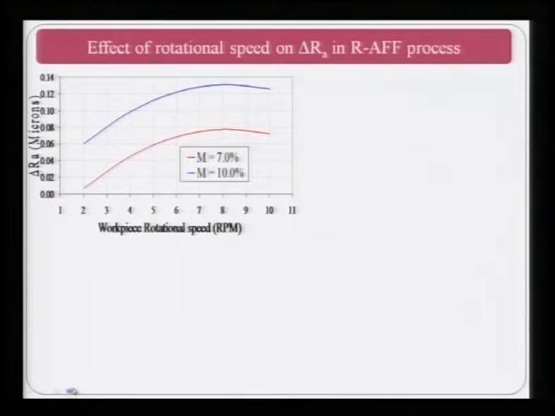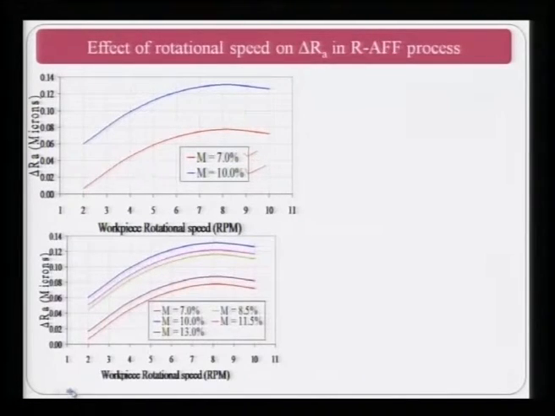You can see here the abscissa tells workpiece rotational speed RPM, and on the ordinate you have delta RA, that is the change in value in micrometer, and in 2 cases, 7% plasticizer and 10% plasticizer, in both cases initially as RPM is increasing, delta RA is increasing. Beyond a certain value of RPM, it slightly starts decreasing or becomes more or less stable. So, there is an optimum RPM of the workpiece at which you get maximum delta RA value.